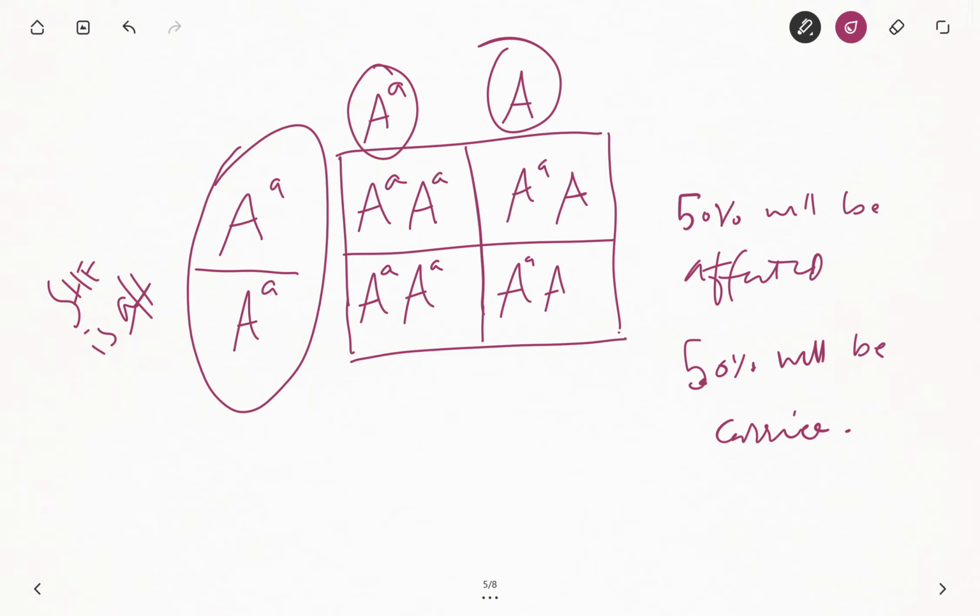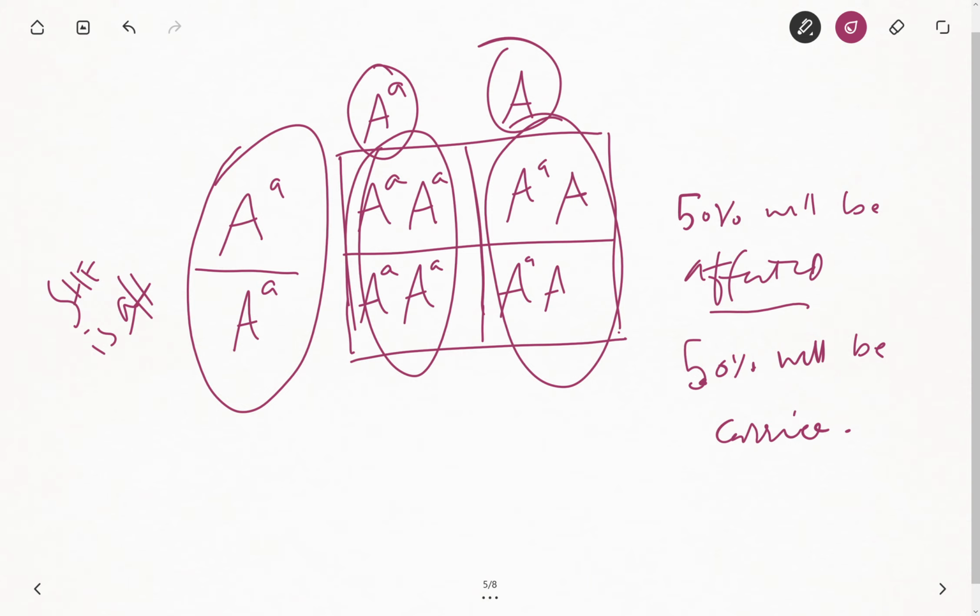So what happened here is that in this case, 50% of the individuals are affected, and 50% are carriers, so no normal child. The 50% who are carriers will be phenotypically normal, they will not have the disease, but the other 50% are homozygous for the condition, so they will have the phenotype for the condition.